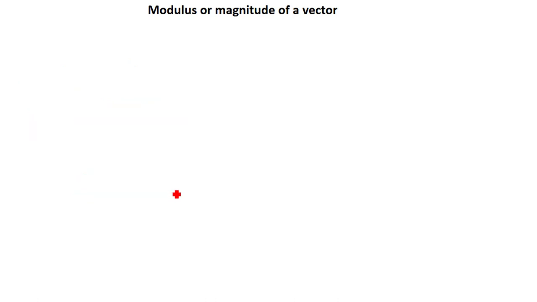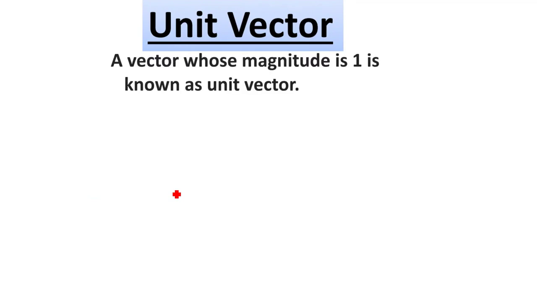Let's move on. It's simple and straightforward. What is a unit vector? A unit vector is simply a vector whose magnitude is 1. So if, after finding the magnitude of vector u, you find that the magnitude is equal to 1, then that vector u is called a unit vector, because it has a magnitude of 1.